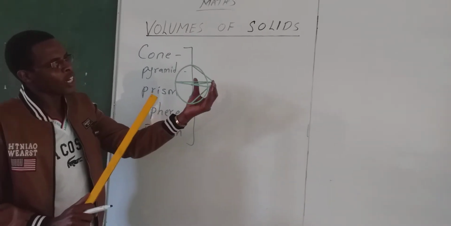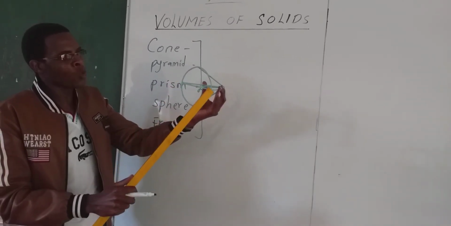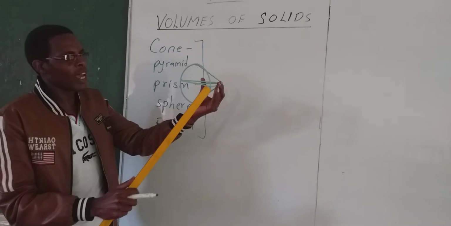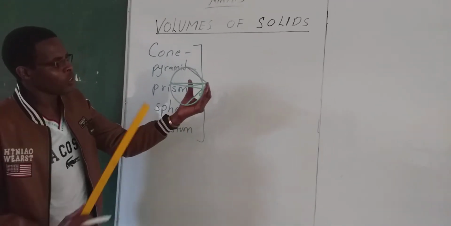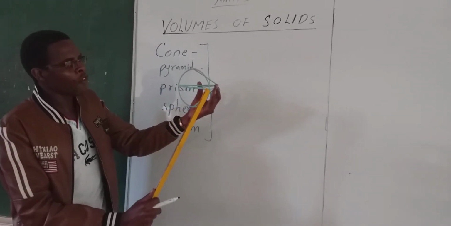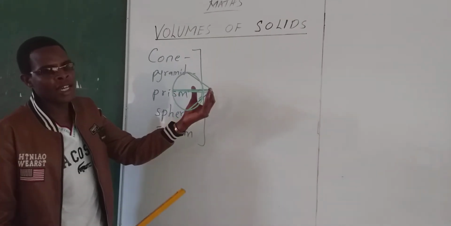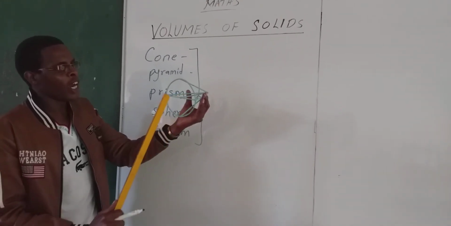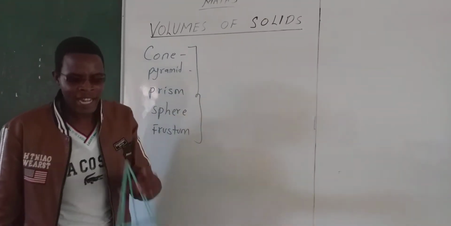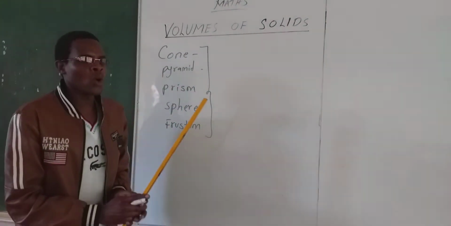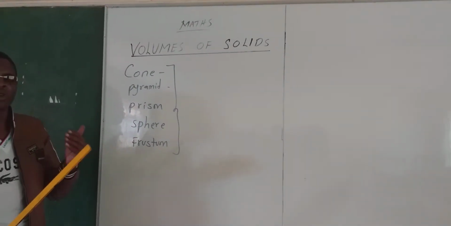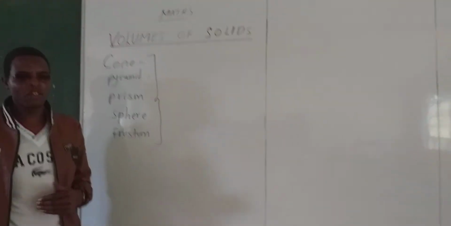Then, if you look at the bottom part, from here up to here is the diameter of the given cone. Meaning from here to the midpoint is the radius. Now this is the cone we are going to look at. How can you find the volume of this given cone?